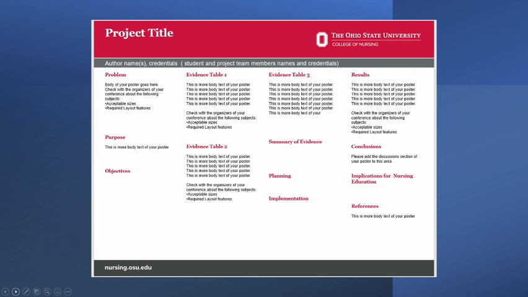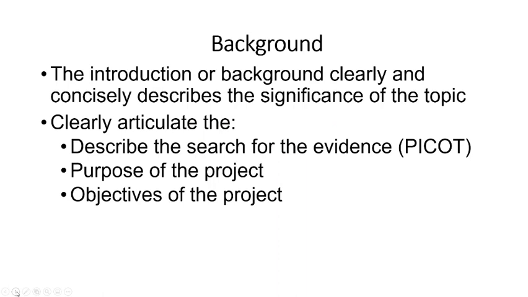You also see that we have headings for summary of the evidence, planning, implementation, results, conclusions, implication for, this says for nursing education, but it could be for nursing practice, and a place for our references. So we're going to talk about each one of those sections in that poster template for best practices. So we will begin with the background.